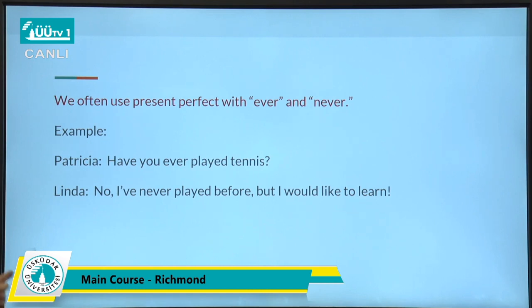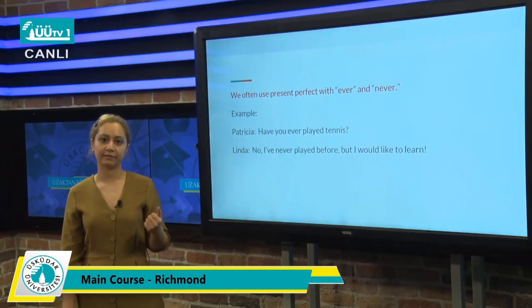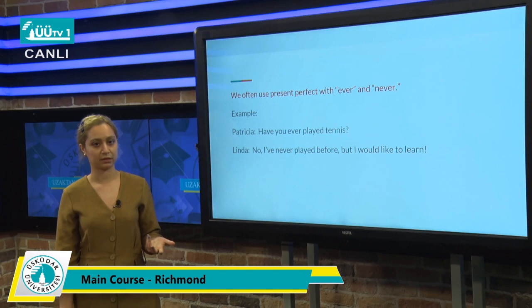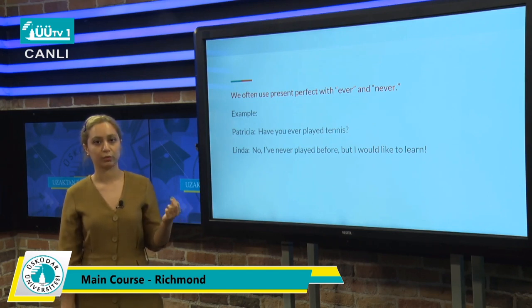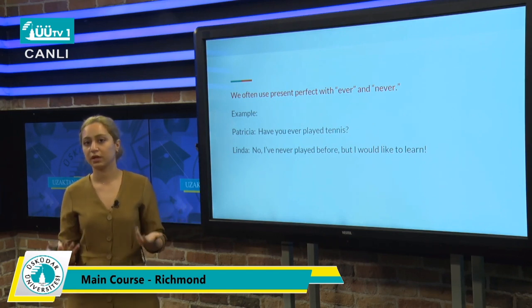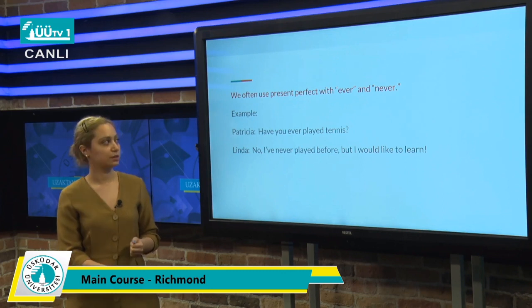Also, we often use present perfect with ever and never. For example, have you ever played tennis? It means like as an experience in your life. And Linda answers, no, I have never played before, but I would like to learn. So you see, if there is an experience context, you can use present perfect tense to express your life experience.